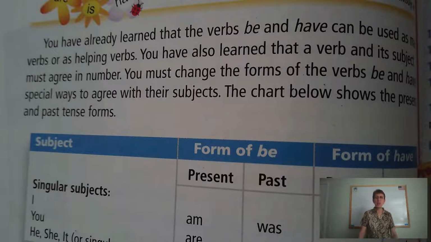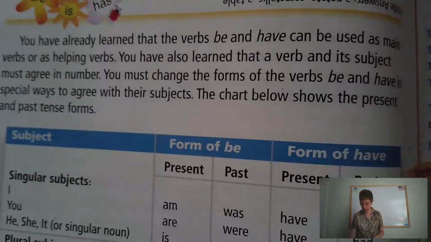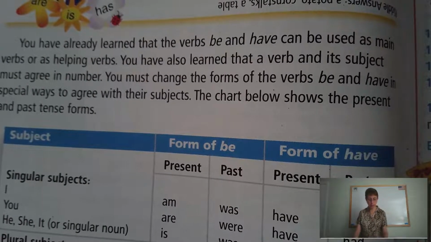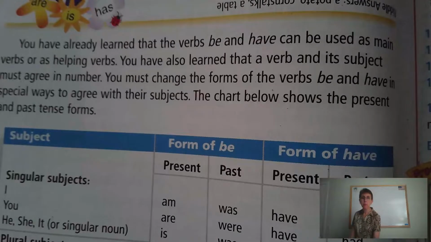This is your language arts e-learning lesson for Tuesday, April the 14th. We're going to start by reviewing grammar this morning, which is agreement with be and have. This is page 114 and 115 in your English textbook. So let's take a look.